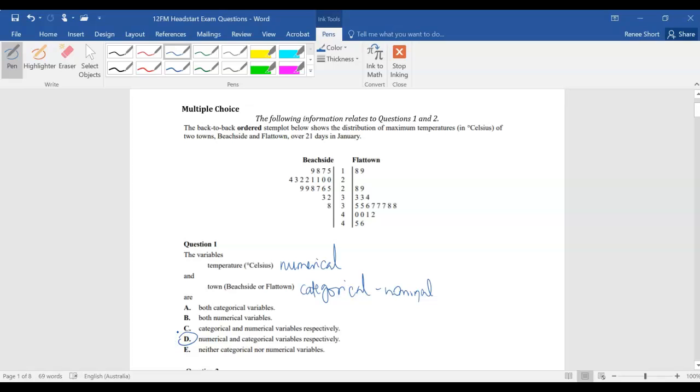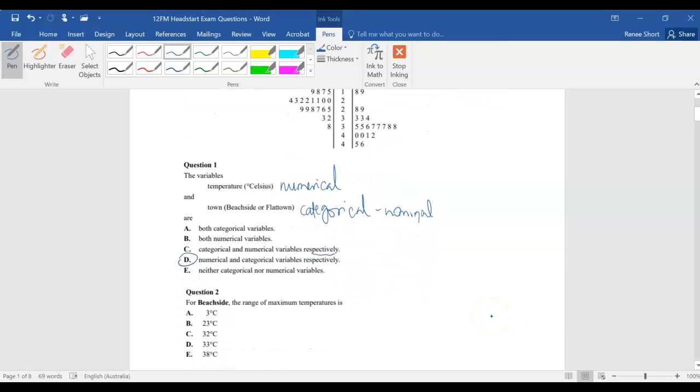I know C says categorical and numerical, but the key difference here is this word respectively. So it means saying them in order. So in order, our variables were given to us as temperature and town. So we say numerical and categorical, and the answer is therefore D.